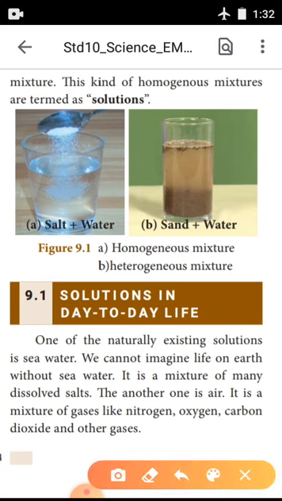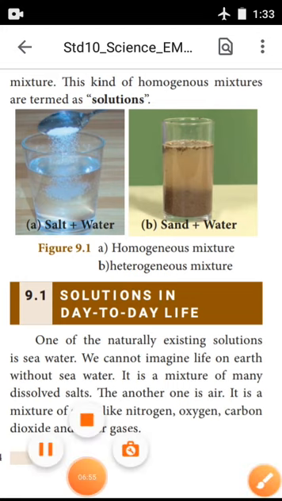Then, see the second picture. We take one beaker, add some amount of water and add sand particles. This is a heterogeneous mixture because the sand particle cannot dissolve in water. The sand particle, which is solid, does not dissolve in the liquid, which means we get a heterogeneous mixture. Is it clear?